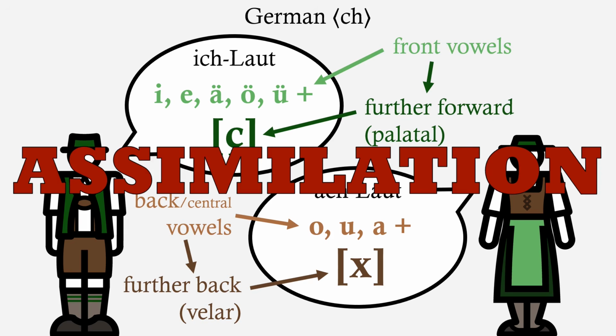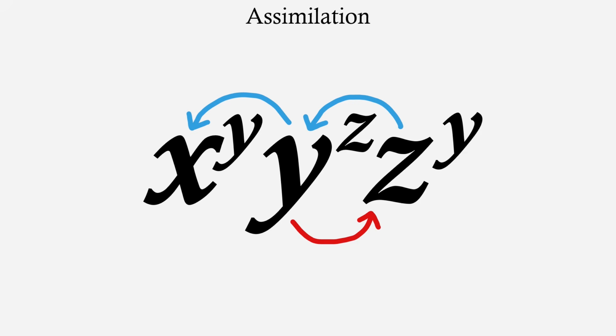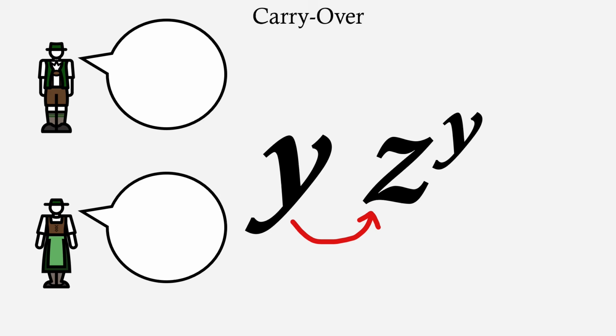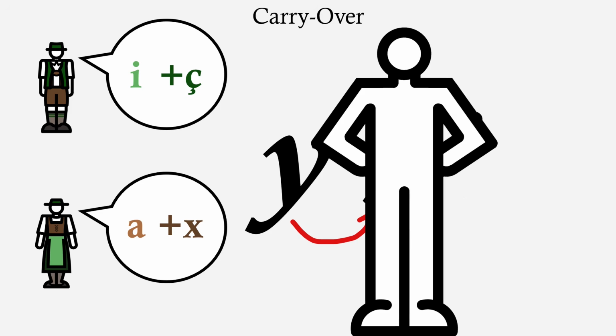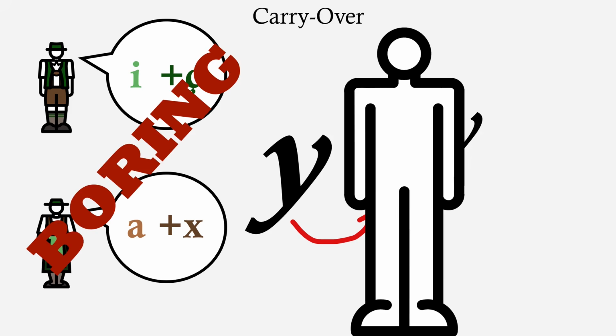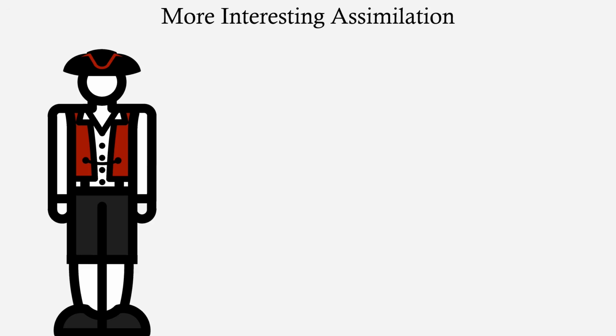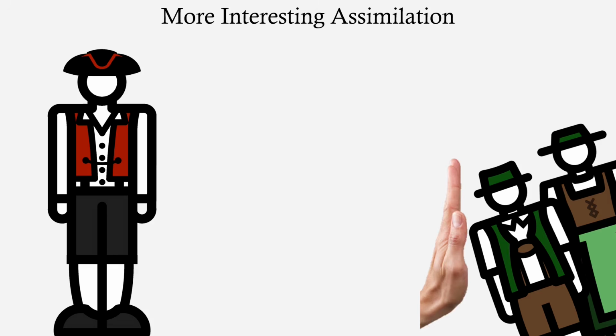This is an example of assimilation, where sounds affect each other to become more similar. The Ach-Laut, Ich-Laut example is specifically a form of carryover. You've already pronounced a vowel in one part of the mouth, so it takes less effort to move the tongue less from the position it's already in. That's why this phenomenon is so boring. It's just laziness.